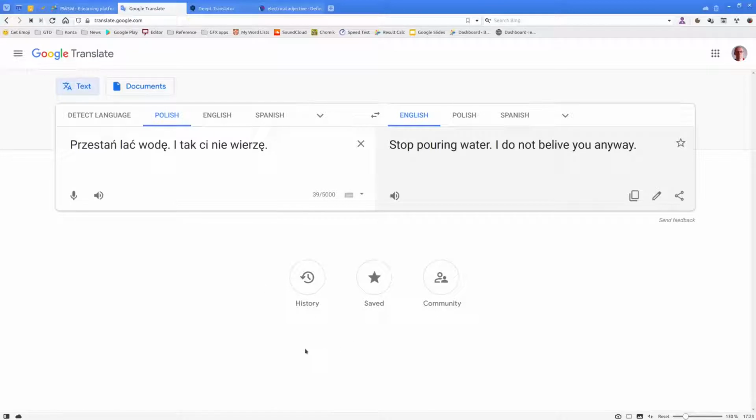Of course, the problem with automatic translation is that you need context to correctly process many sentences, right? So of course you can imagine a context in which this would actually have this literal meaning, right? So let's say we are in the bathroom with somebody and somebody's pouring the water. So we tell them to stop pouring the water. Przestań lać wodę. Right?